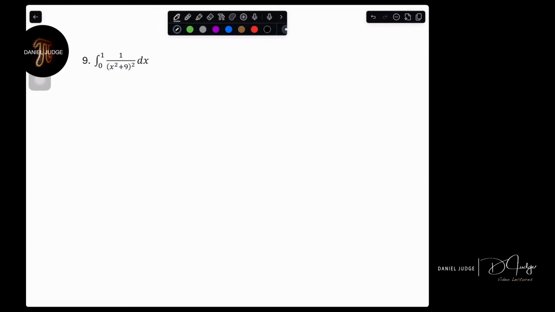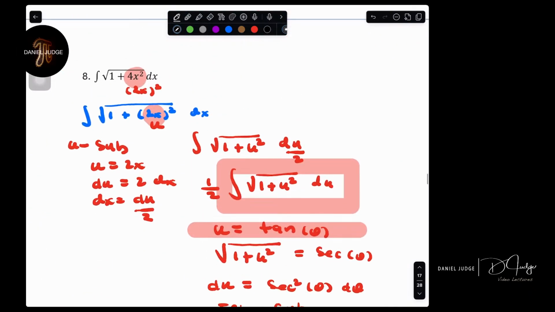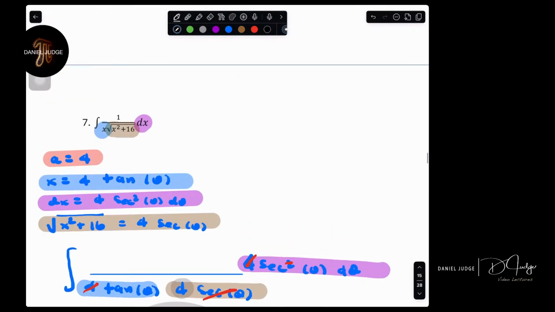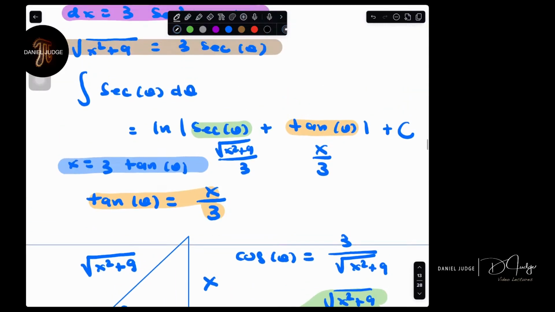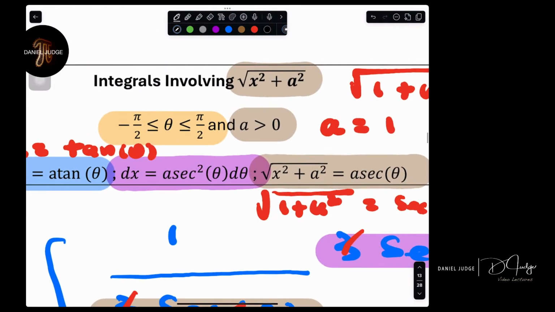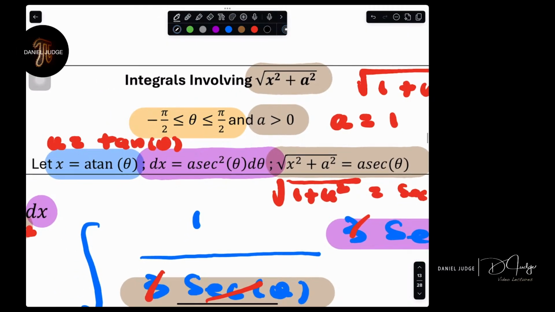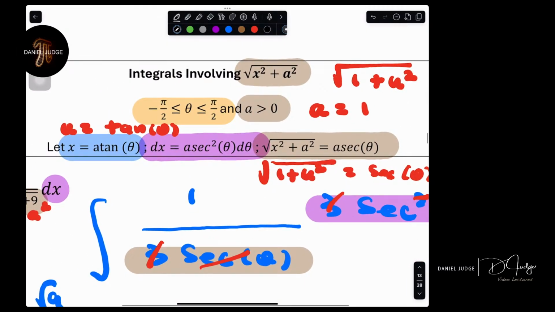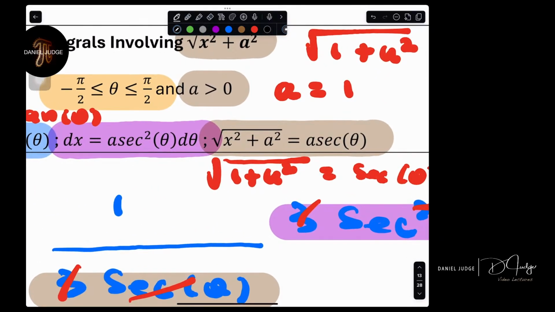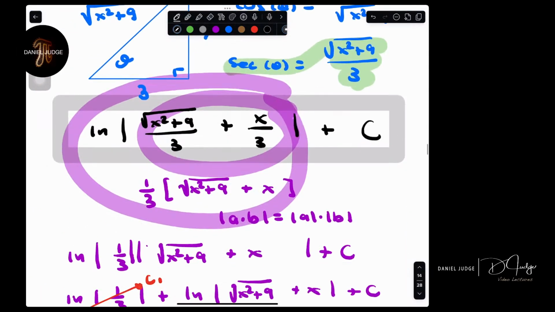Okay, we're going to go over some extra trigonometric substitution examples. I promised I'd get back to you guys. So we're focusing on the case where you have integrals involving the square root of x squared plus a squared, where x will be a tangent theta, and then our radical will be a secant theta. Okay. Tangent, secant.